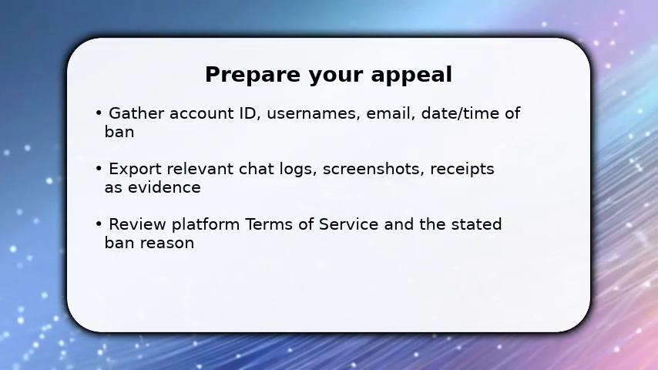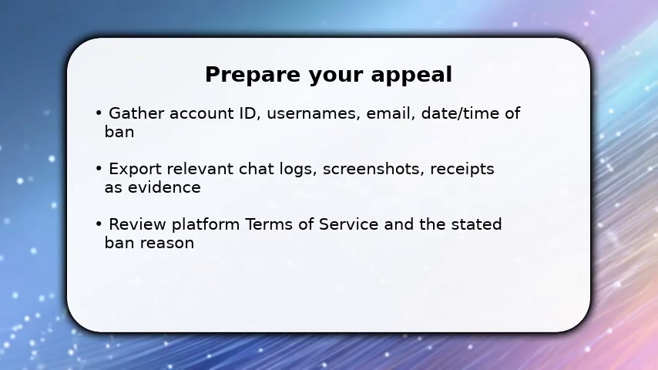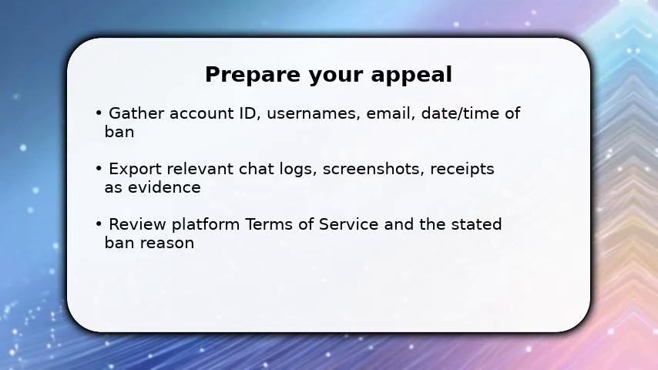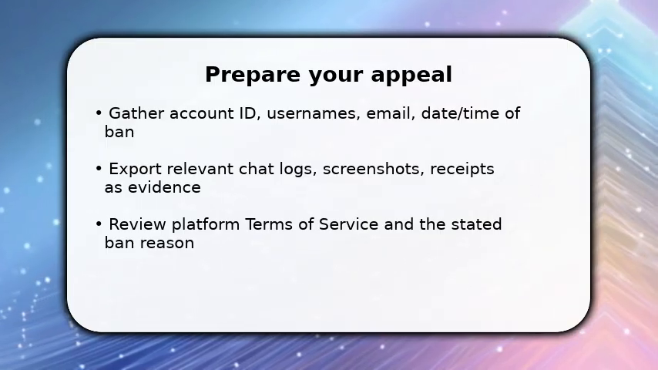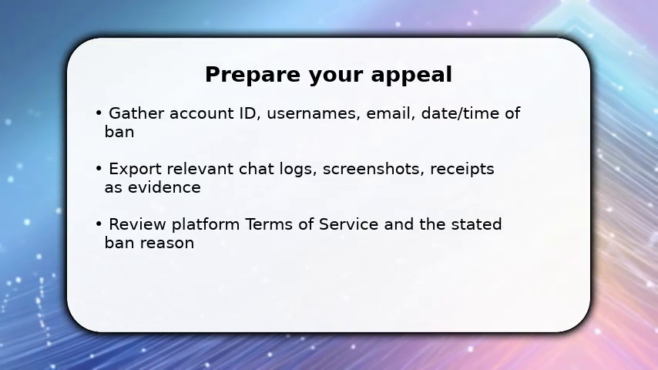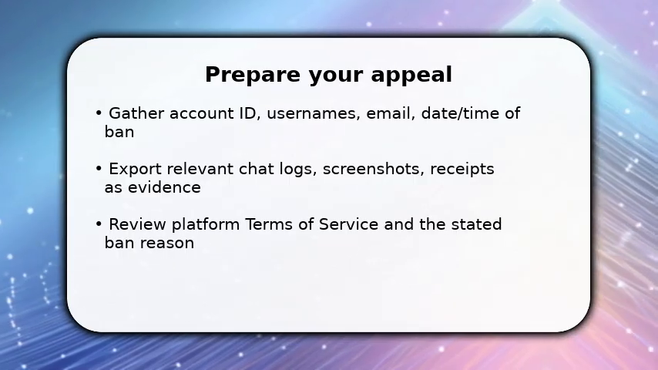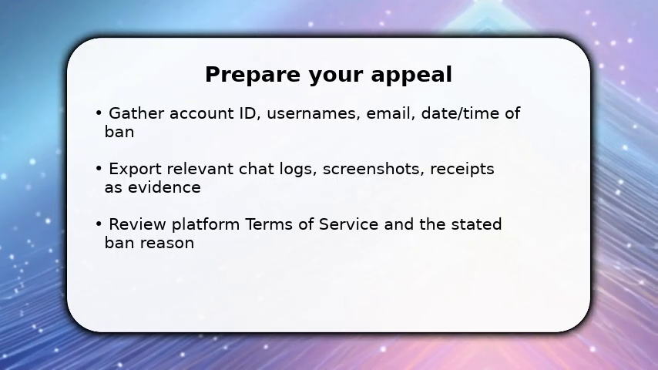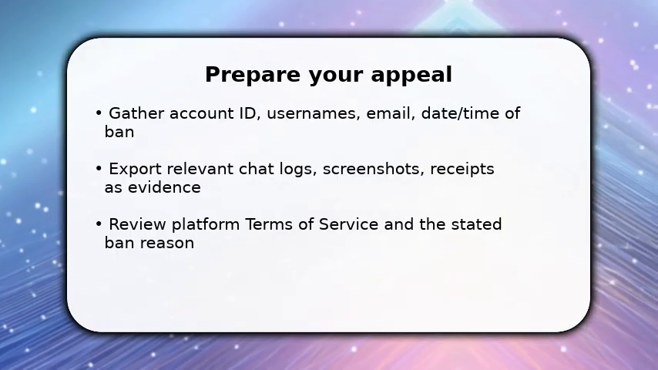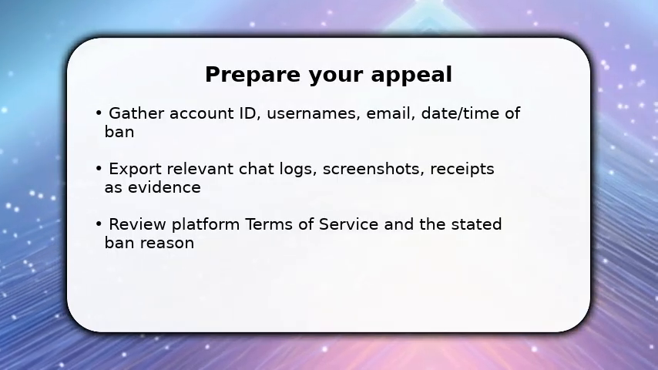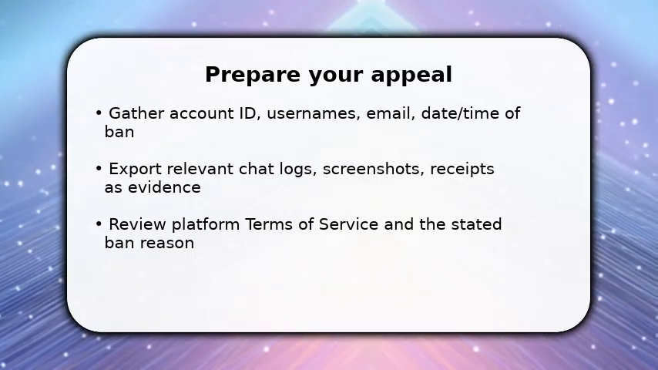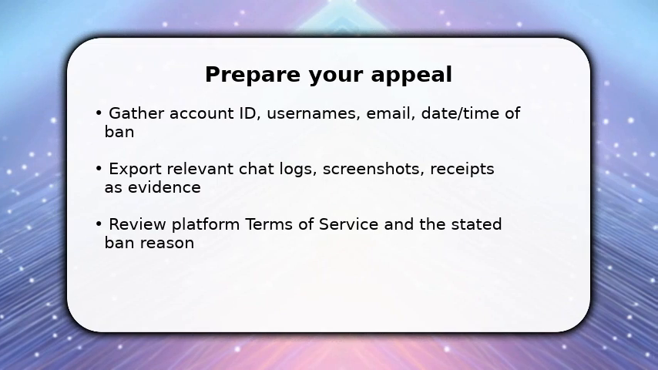You begin by assembling facts: the account ID, timestamps, and any screenshots that show what happened. Once done, read the exact section of the platform's policy cited in your ban notice so you know the basis. Make a short timeline of events and note any mistakes or rule ambiguities. This prepares you to write a focused appeal and avoids wasting time on generic complaints, because the support team responds best to concise, factual submissions.